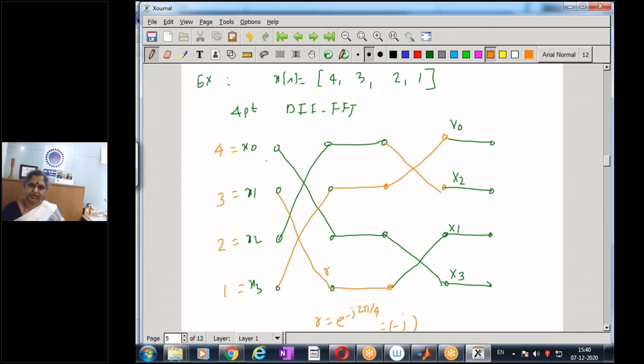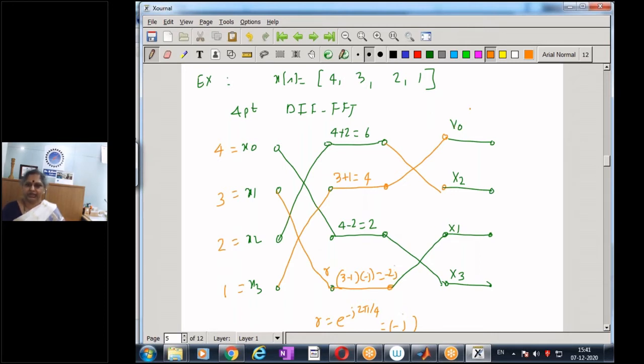And how do I get the output? I need to consider this green 2-point computation. This is going to be 4 plus 2, that is 6. And this is going to be 4 minus 2, and that is 2. Similarly, how do I get the orange 2-point computation? This is going to be 3 plus 1, and that is 4. Whereas this is going to be 3 minus 1 into gamma. And how much is gamma? Minus j. So 3 minus 1 is 2, and that gives minus 2j.